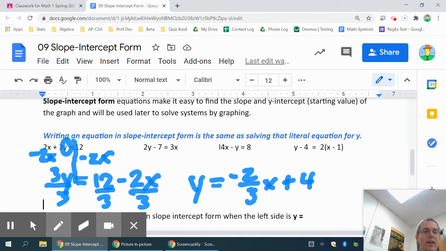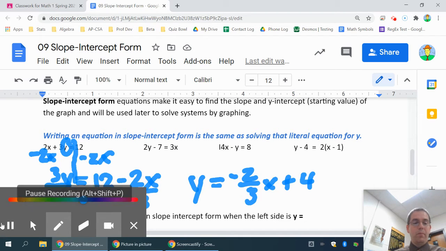Remember, when you divide a constant off a variable, we said in class that you have to divide every single term. So I divided the 12 by 3, which gave me the positive 4, and then the negative 2 divided by 3 is the negative 2/3. And technically, in slope-intercept form, you want the y first, then the equals, then whatever has an x, and then the plain number. So when it's solved for y with the x in front, that is slope-intercept form.